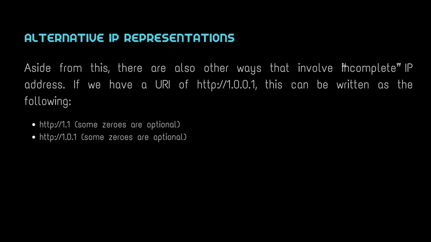Aside from this, there are also other ways that involve incomplete IP addresses. If you have a URI of http://1.0.0.1, this can be rewritten as the following: http://1.1 and http://1.0.1. Whew, that's a lot to take in. But we're not finished yet.